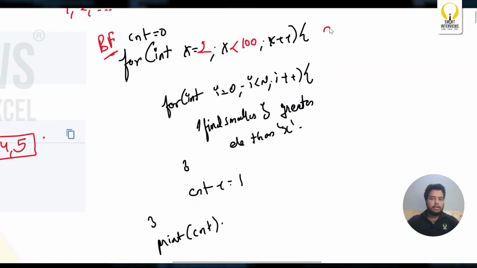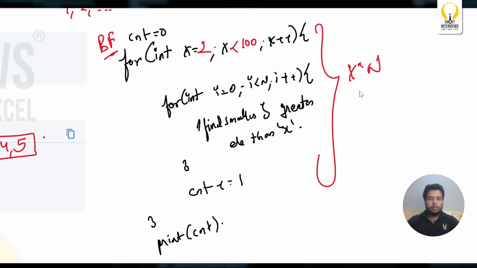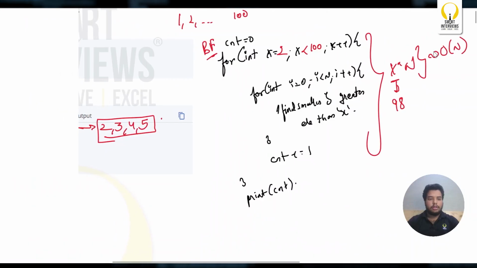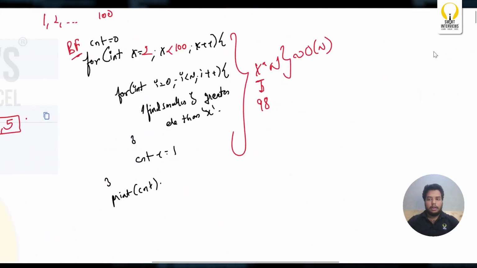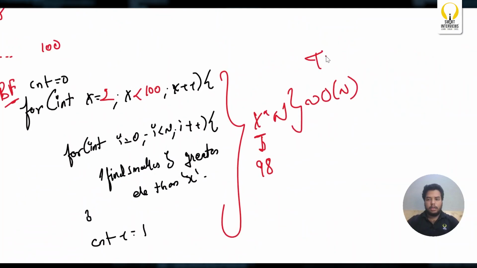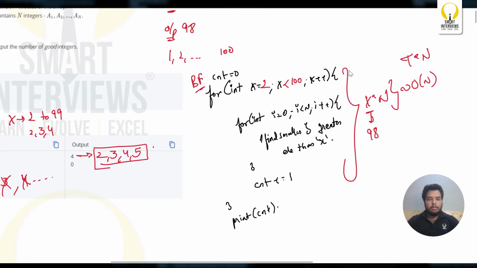So this can be your brute force approach. And obviously, if you start to apply this, it will take a time of x into n. The inner loop takes n iterations, outer loop x. So overall, I can say that x is anyhow at max iterating from 2 to 100, right? So I can say it like 98 into n, which is nearly big O of n. So this is a brute force approach.